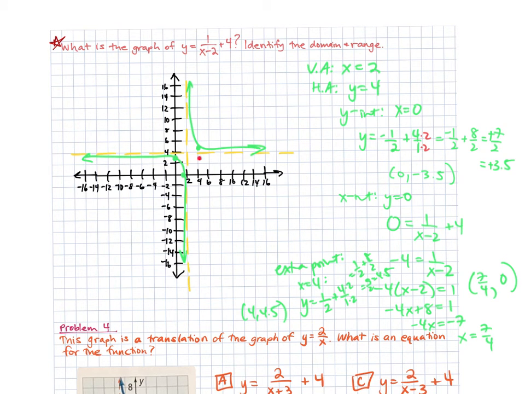Okay, so it should look something like this, right? You use the vertical asymptote of 2 and horizontal asymptote of 4 to make your dotted lines, and then you find your y and your x intercepts here to make the branch here. Then you need an extra point over here to see where to draw that graph, and it's just there at 4.5. Sorry, it's a little messy in here, but if you want to push pause, you can kind of see where I went with this.